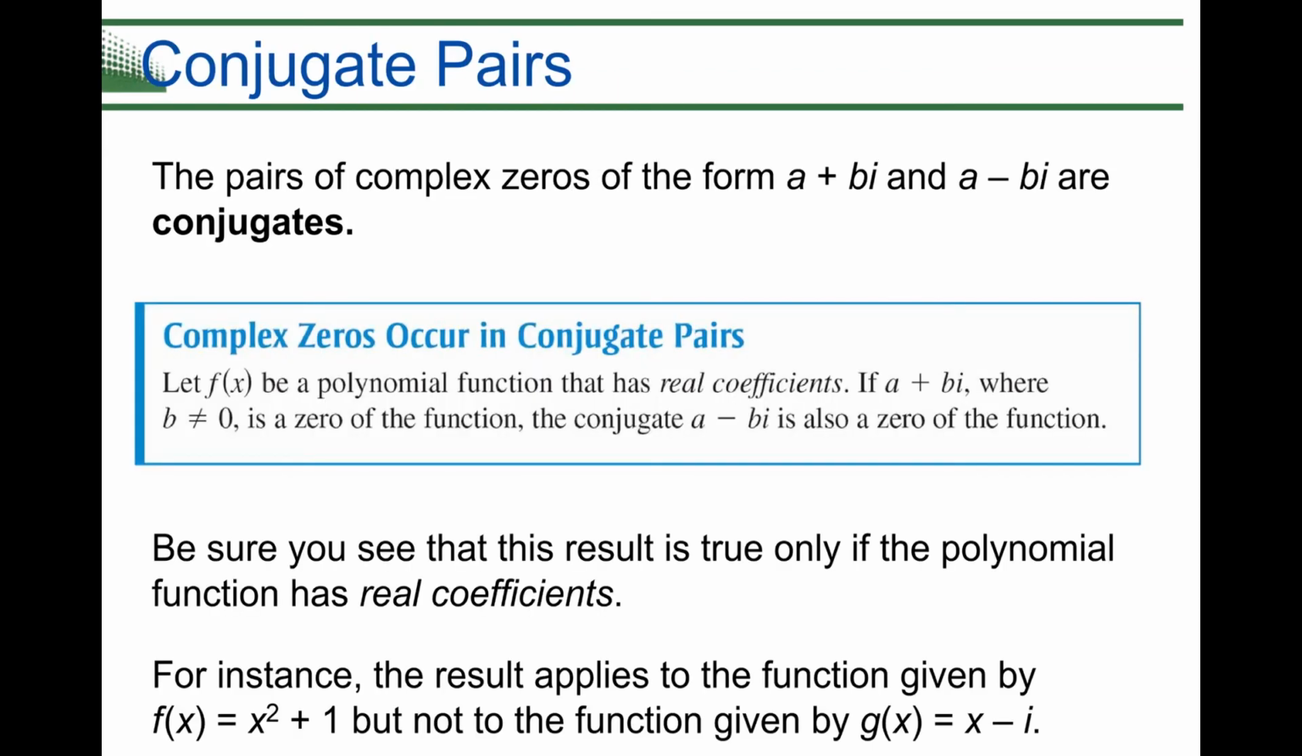All this being said, we're going to talk about conjugate pairs. I'm trying to save our examples till the end so that we can use all this together and go slowly. So we have to talk about conjugate pairs because complex numbers always come in pairs. So if you have a plus bi, you're guaranteed to have the conjugate a minus bi. And that we've already learned and tested over conjugates. So let f of x be a polynomial function that has real coefficients. If a plus bi is there, then also a minus bi is there. So be sure that you see that this result is true only if the polynomial has real coefficients.